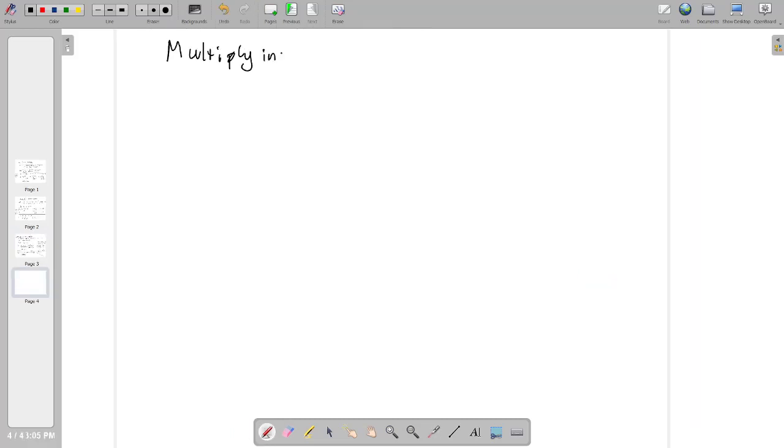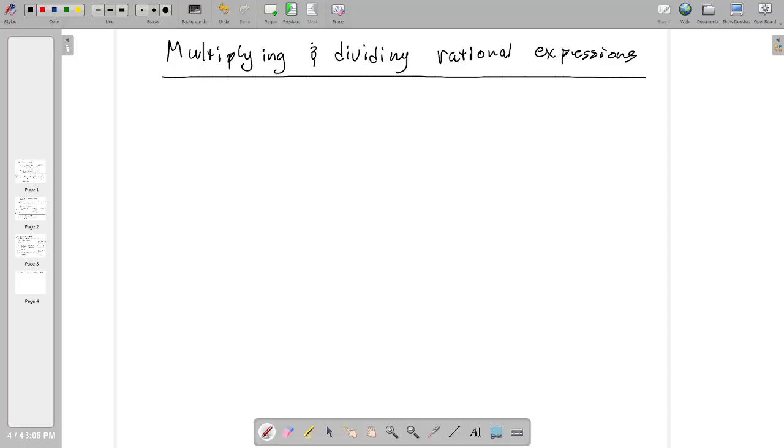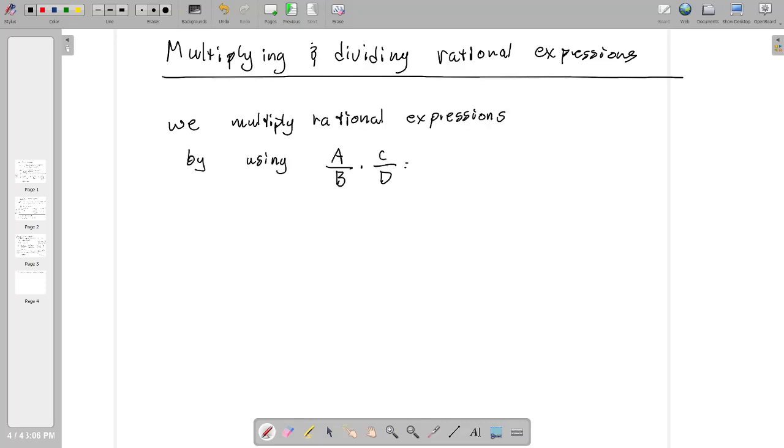The next thing I want to talk about is multiplying and dividing rational expressions. We multiply rational expressions just like we would multiply numbers. The numerators get multiplied together, and the denominators get multiplied together. Basically, we multiply straight across. Do an example of this.